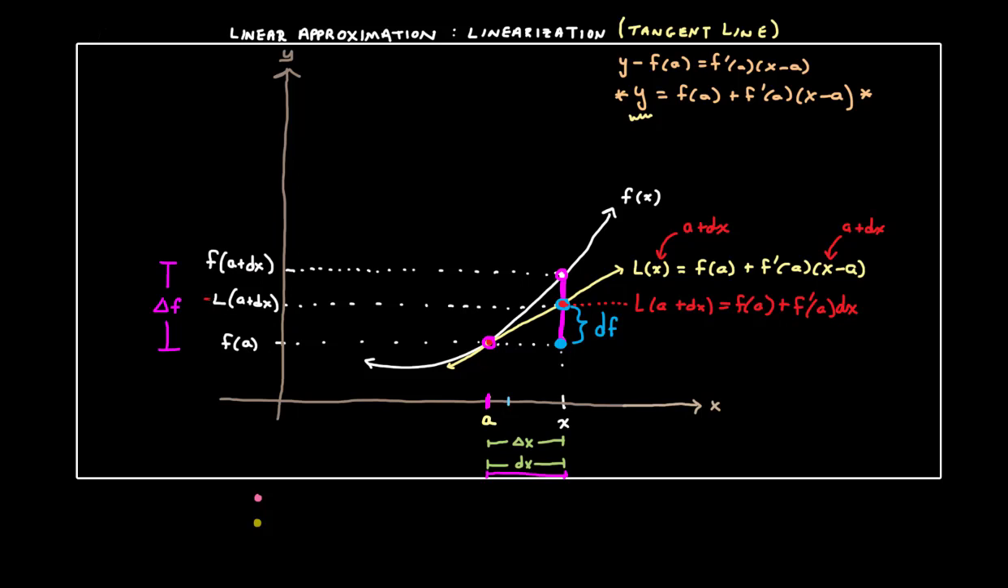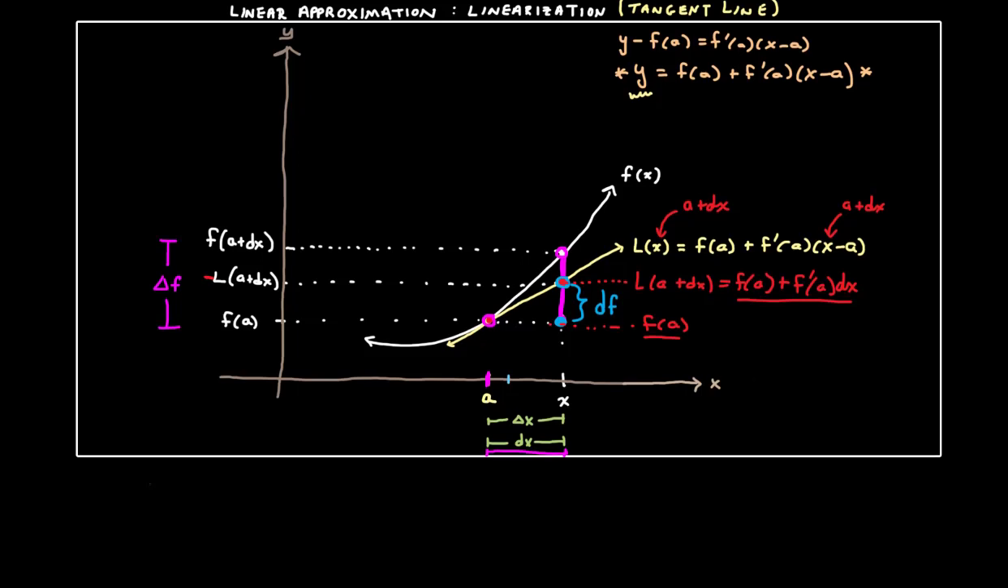So that's this point here. Okay, and then this point here, if I continue this along, we said that this was simply f of a. And then the difference between L of a plus dx and f of a would be the df, which would be an approximation of the true output error.